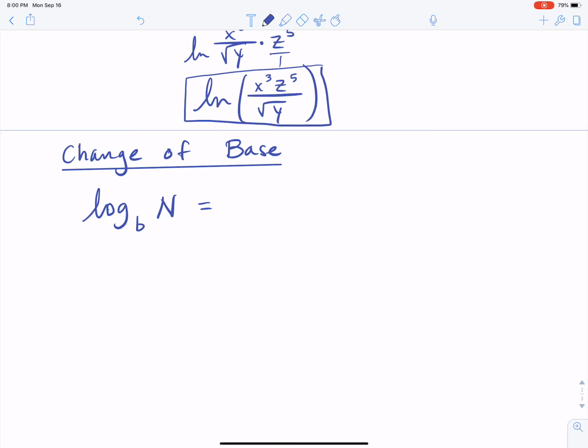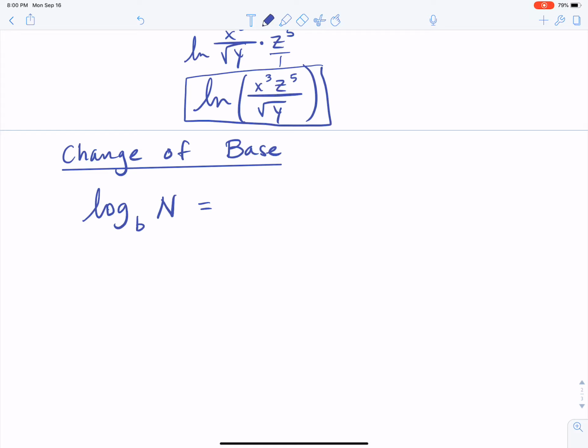Now, it lets you basically compare logs of different bases if you want. You could actually change this to any base. It doesn't have to be common log or natural log. It can be any log at all. It could be log base 5. It could be log base 7. It doesn't really matter. But typically it's used for common logs and natural logs because that's the log button that's on your calculator.